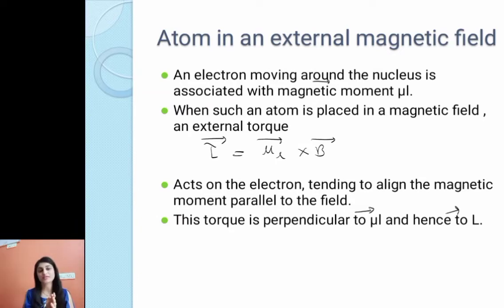Now, this external torque acts on the electron, tending to align the magnetic moment parallel to the direction of the magnetic field. And this torque is perpendicular to mu L and hence to L as well. Why are we saying that this torque is perpendicular to the magnetic moment as well as to L? Because magnetic moment and angular momentum have the same direction. So when I say this torque is perpendicular to mu L, that is the magnetic moment, obviously this torque will be perpendicular to angular momentum as well.